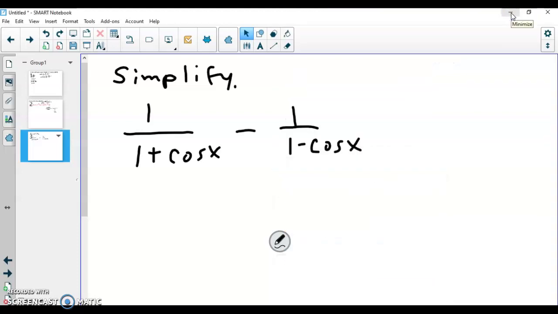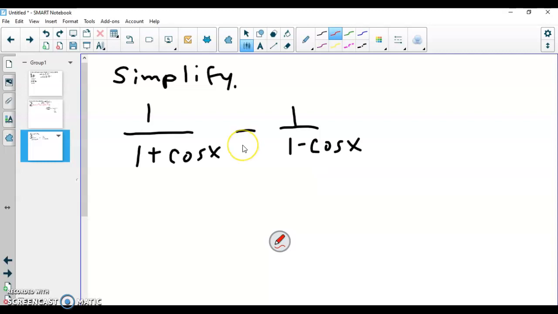Okay guys, here's one more example of one you might be asked to simplify. This might take you back a little bit because if you look at this 1 plus cosine x and 1 minus cosine x, I know you probably don't remember much about doing this, but those are actually conjugates of one another. Similar to when you have square roots and you have to get them out of the denominator, we have to rationalize using conjugates. These two are conjugates.